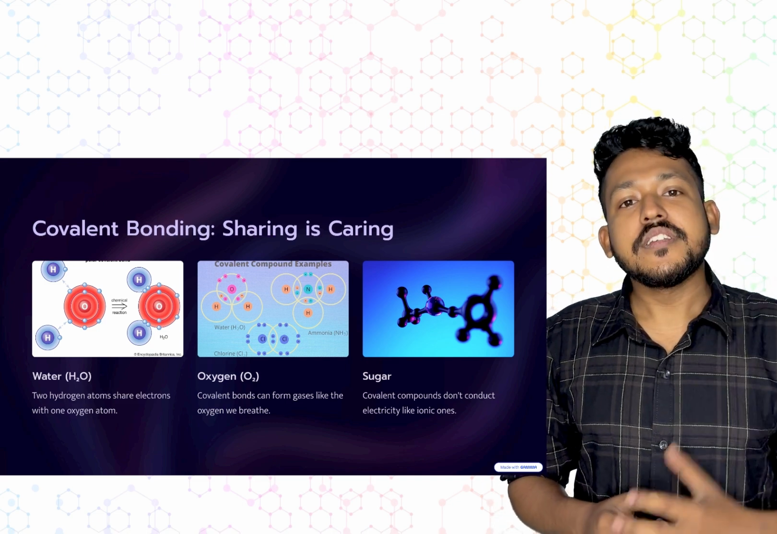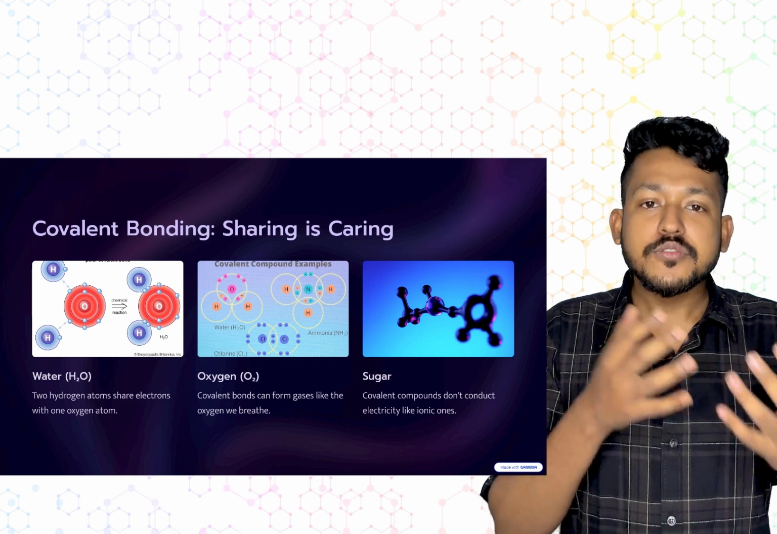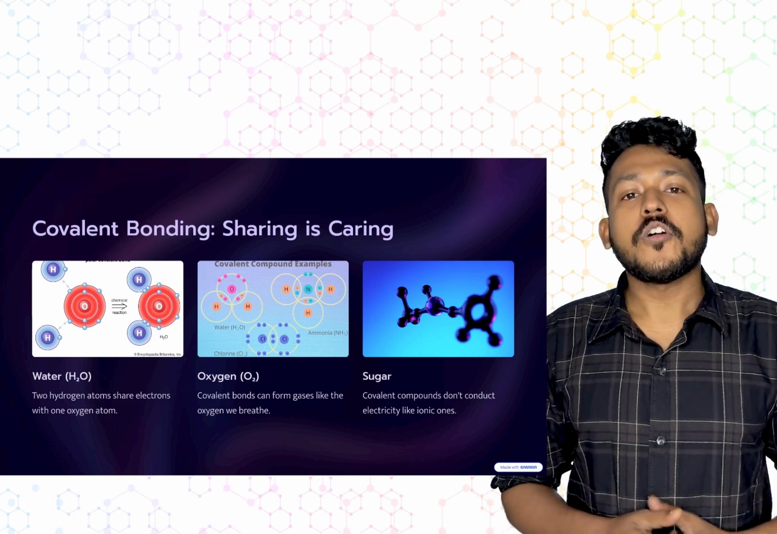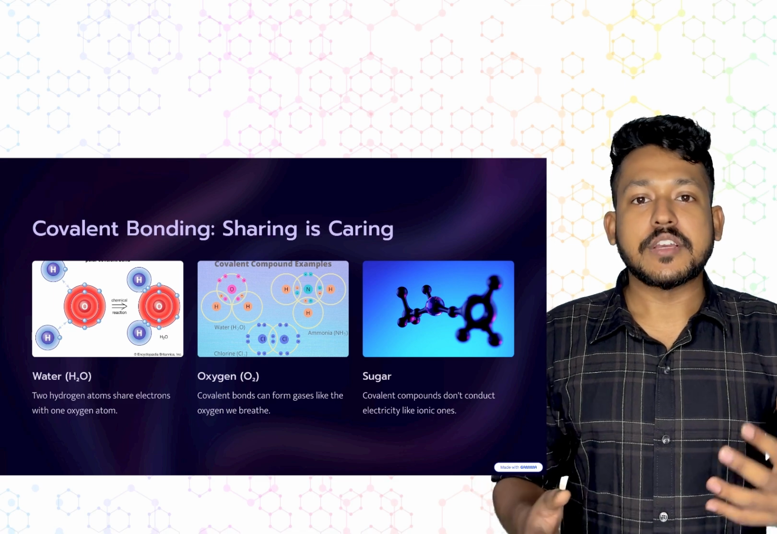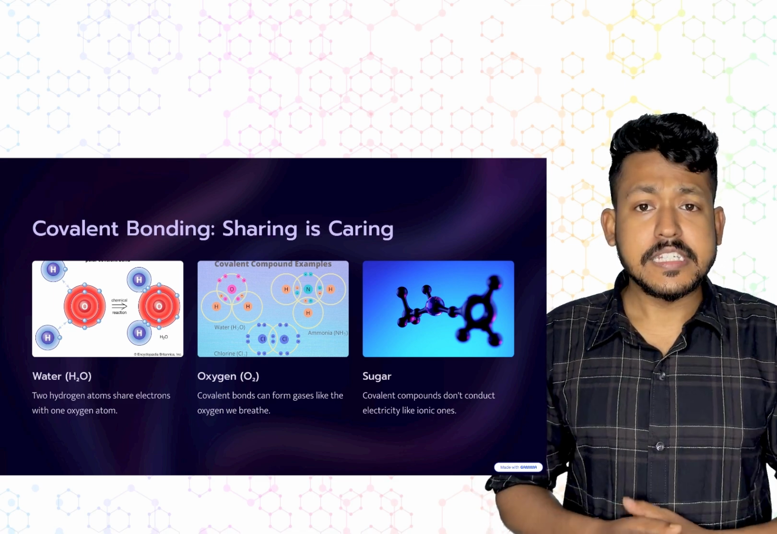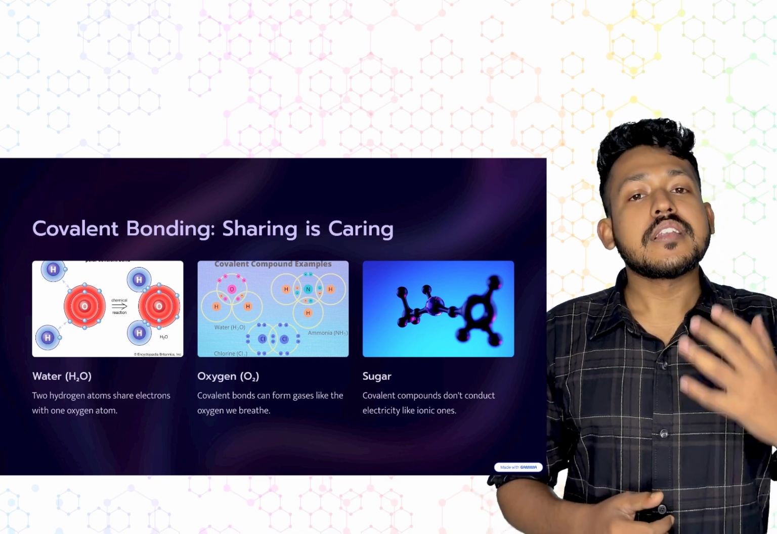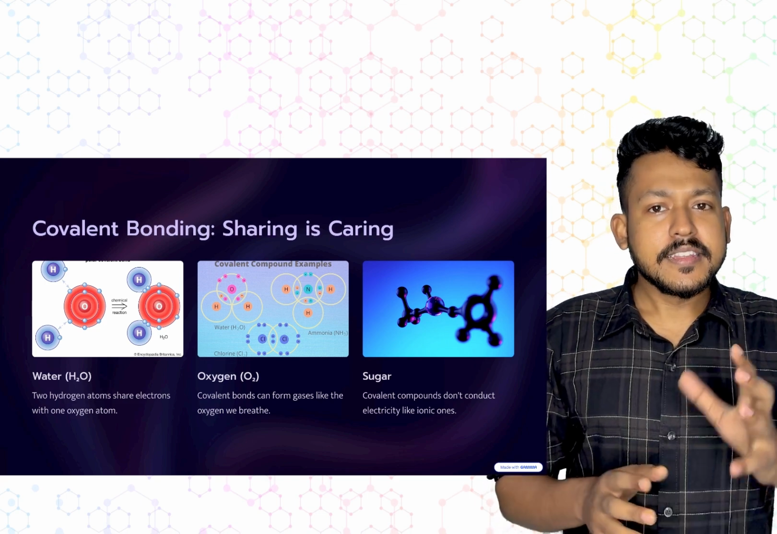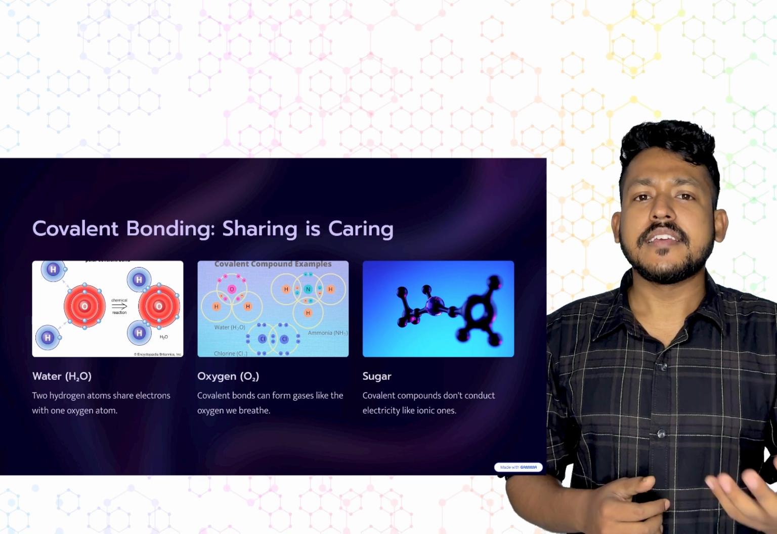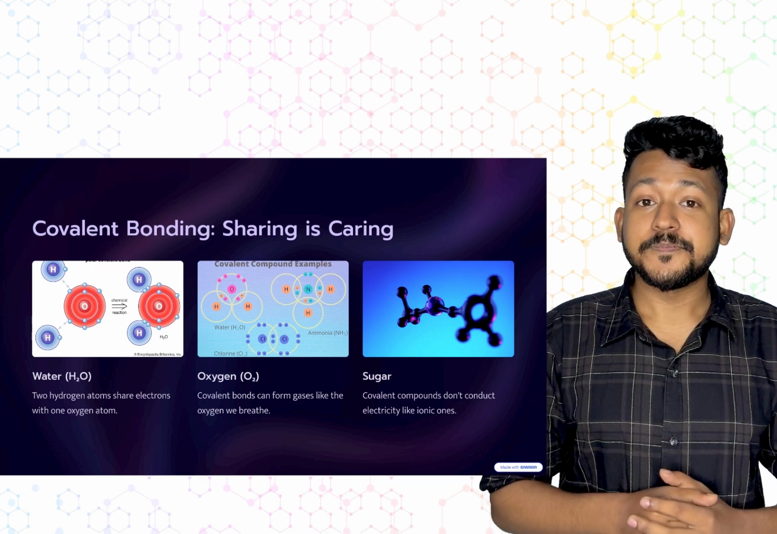Covalent bonds usually happen between nonmetals like hydrogen and oxygen. Covalent compounds can be gases like the oxygen you breathe, liquids like water, or solids like sugar in your tea. They don't conduct electricity because they don't form charged ions. That's why sugar water doesn't carry a current like salt water.